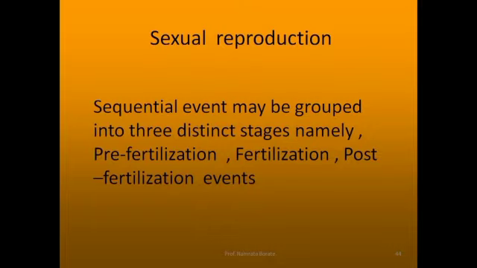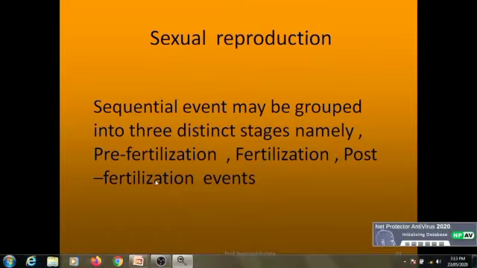Sexual reproduction is characterized by fusion of male and female gametes, that is fertilization, the formation of the zygote, and embryogenesis, meaning development of the embryo. In sexual reproduction, the sequential events may be grouped into three distinct stages: first, pre-fertilization; second, fertilization; third, post-fertilization. Let's start with the first event of sexual reproduction, that is pre-fertilization.